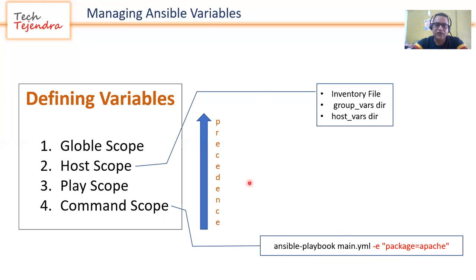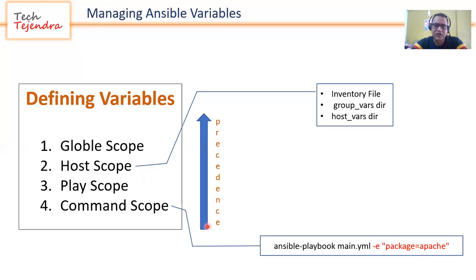Now let me discuss precedence. Suppose this is your variable, package equal to apache. If you have this same variable in your global scope as well as host scope, play scope, then command scope.